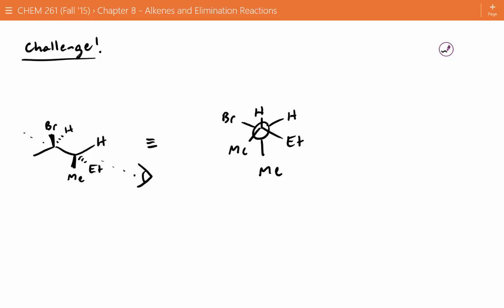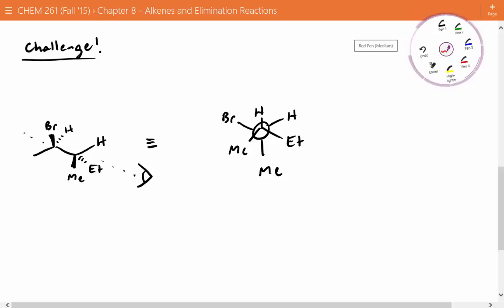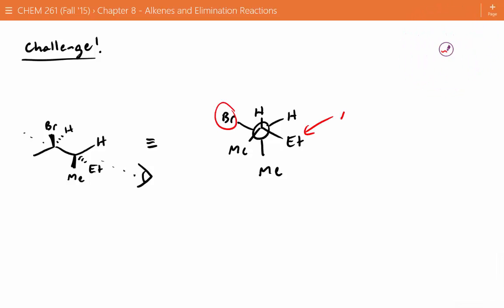Yep. Oh, if we look, shoot. If we look, this is our leaving group. But over here, there's no proton. We've got an ethyl group there. We have to have a proton that's anticoplanar. How can we resolve this?